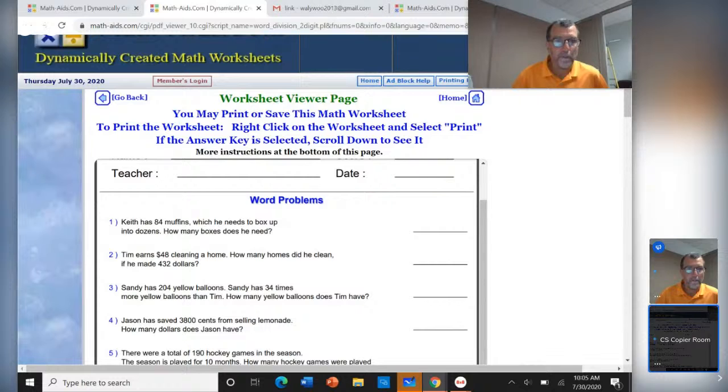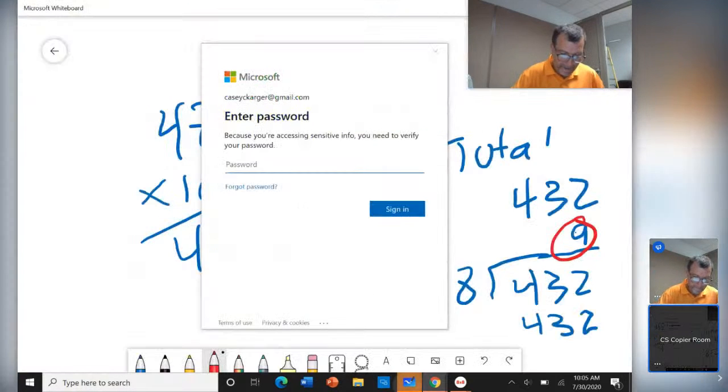So let's do number 4. Jason has saved 3,800 cents from selling lemonade. How many dollars does Jason have? Okay, so let's think about that one.